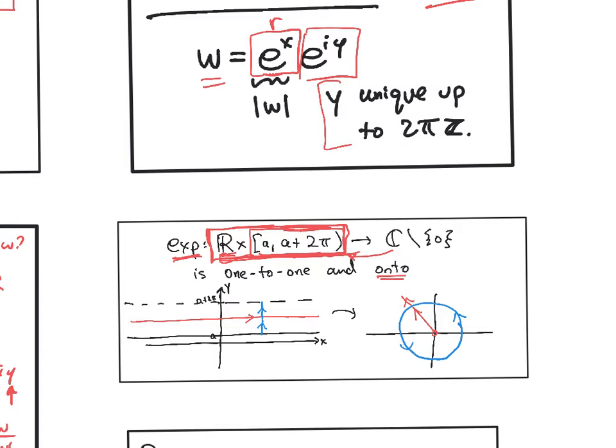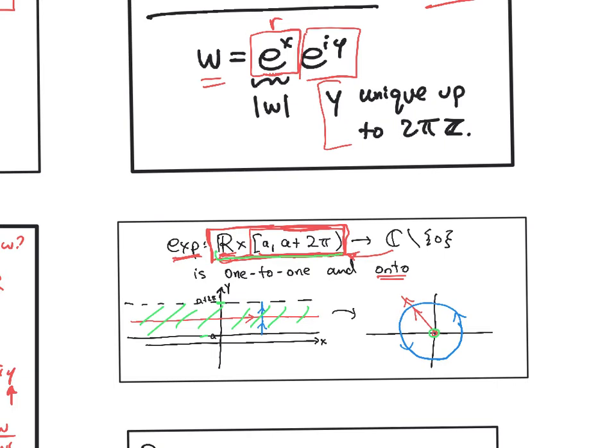And so then we see that the exponential will map a strip like this, where y goes from a to a plus 2 pi. So that's what this set is. It's a strip. It maps it to the whole plane minus a point. And here I've drawn in where some other things go.